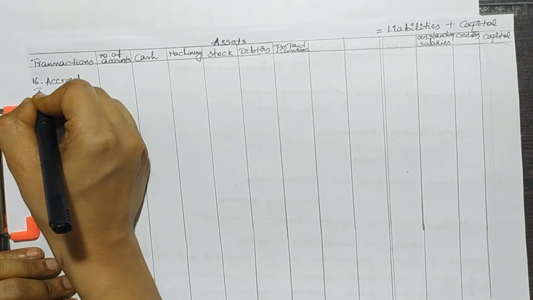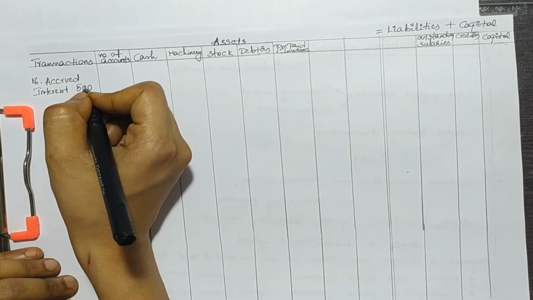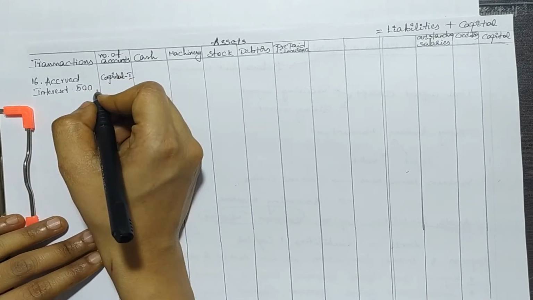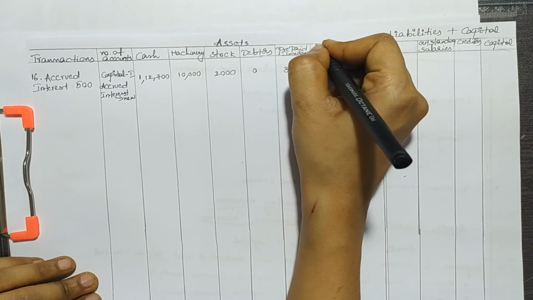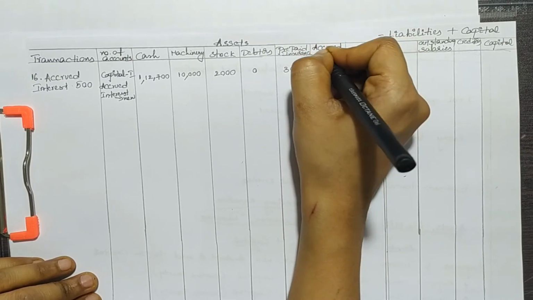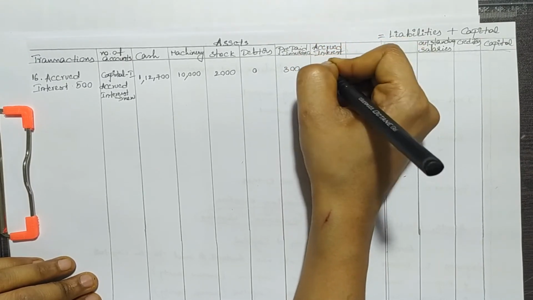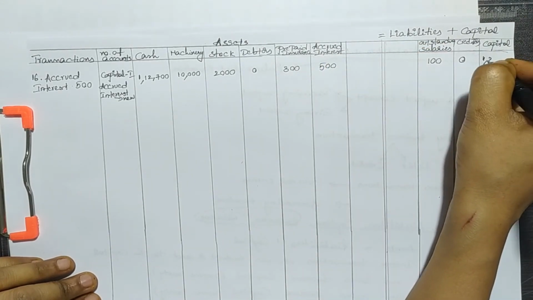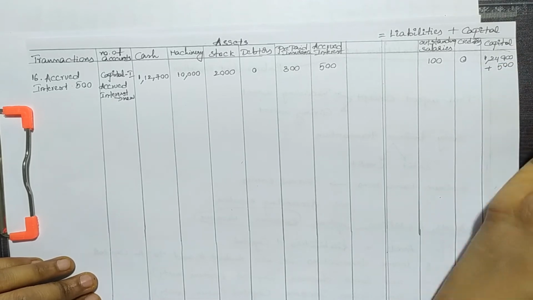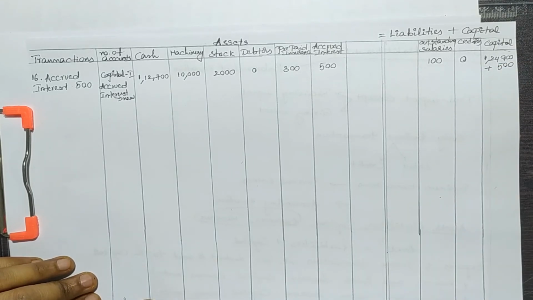Next transaction is accrued interest 500. Accrued interest is an income which we have earned but we have not received. This transaction affects capital and accrued interest. Under asset side, we will create an extra column for accrued interest and we will mention 500 in the new column. And also we will add this 500 to capital because it is accrued interest we will receive in future. So we are adding this 500 to capital.